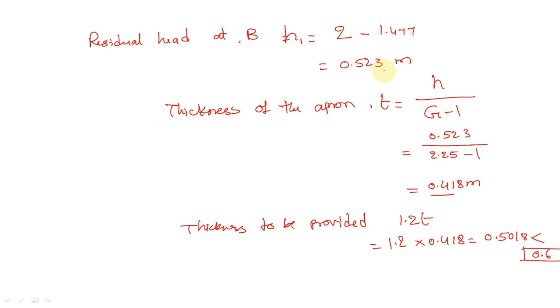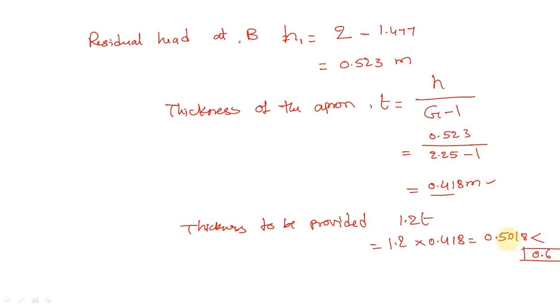So it is 0.523. The thickness of this apron or floor, T, is equal to H by G minus 1. So it is 0.418. So provide 20% more than the thickness calculated. So it is 1.2 times 0.418, which is 0.5018. So it is less than 0.6 meters. Whatever value we have assumed is 0.6 meters, but the requirement is less than that. So whatever thickness is provided is safe against the uplift pressure.